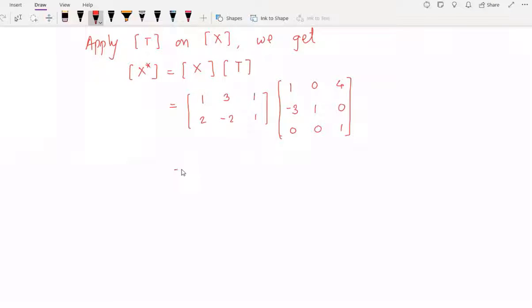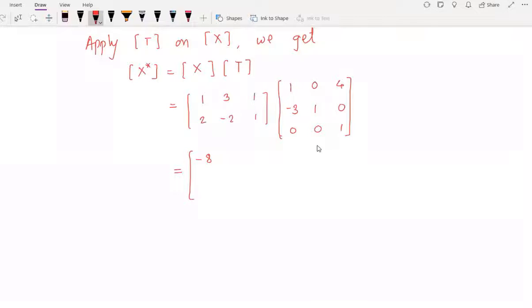So this is equal to matrix multiplication by the row by column method. First row, first column. 1 times 1 is 1, 3 times minus 3 is minus 9, and 1 times 0 is 0. So 1 minus 9 plus 0. How much is it? 1 minus 9 is minus 8, plus 0 is minus 8. So this becomes minus 8.